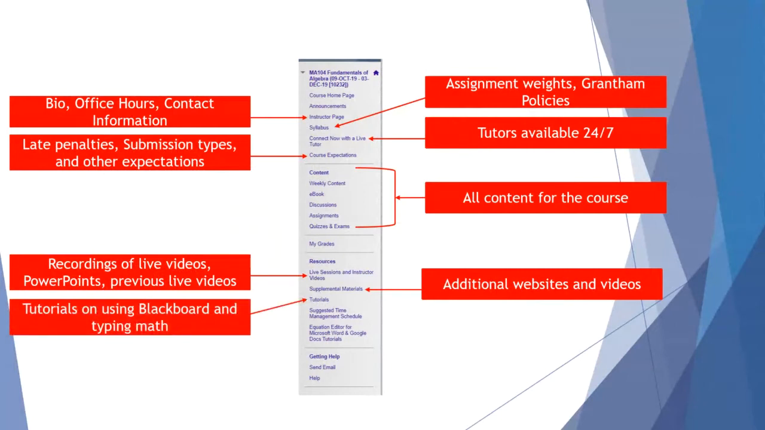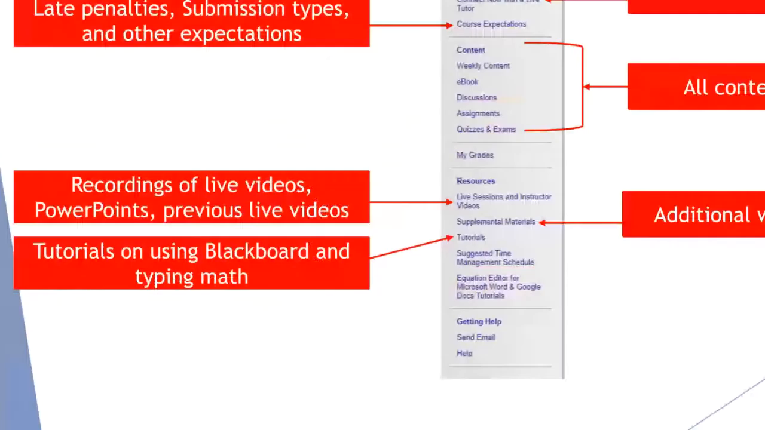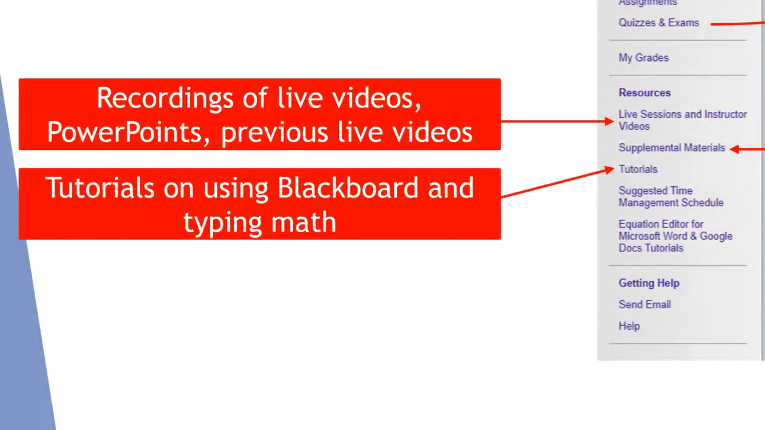Next, we have tutorials. Zooming in there, that is a shortcut. I have the tutorials that are in the supplemental materials, but this is a shortcut to that folder. I have tutorials on using Blackboard and how to type math. Sometimes you have to type math up in the discussion forums, and so there are tutorials there. And typing math, if you want to type up your assignments, then you might need to know how to do that in Microsoft Word or Google Docs or something like that.